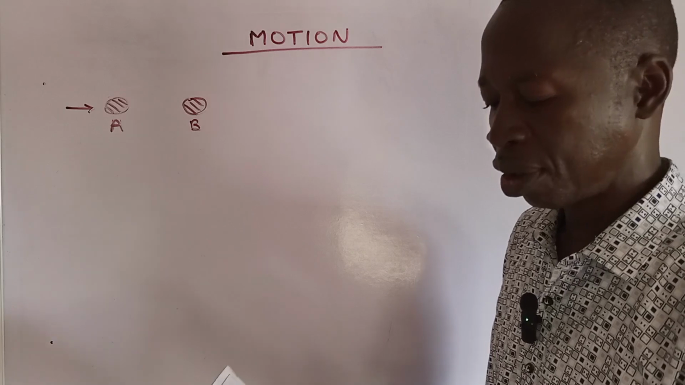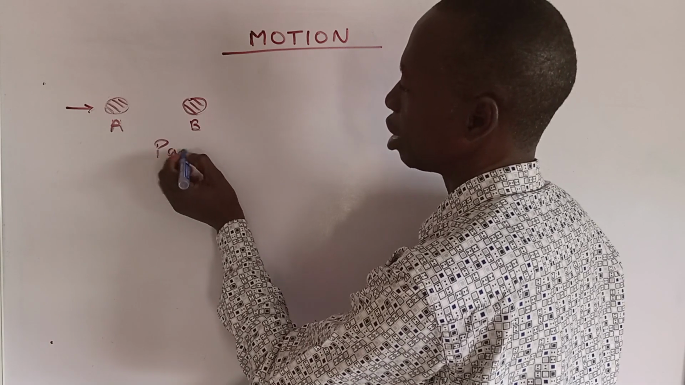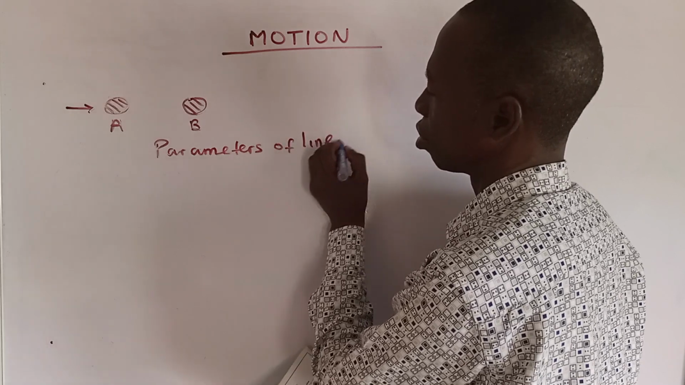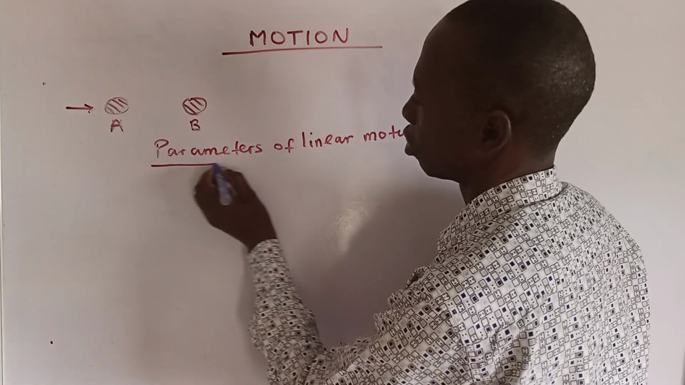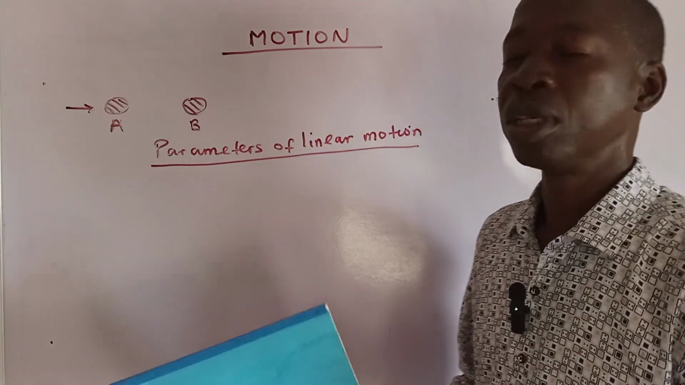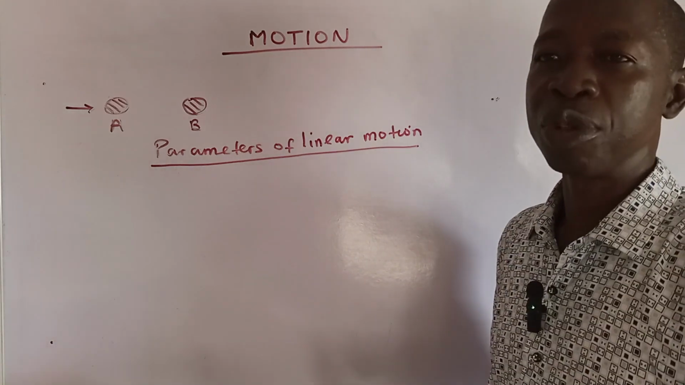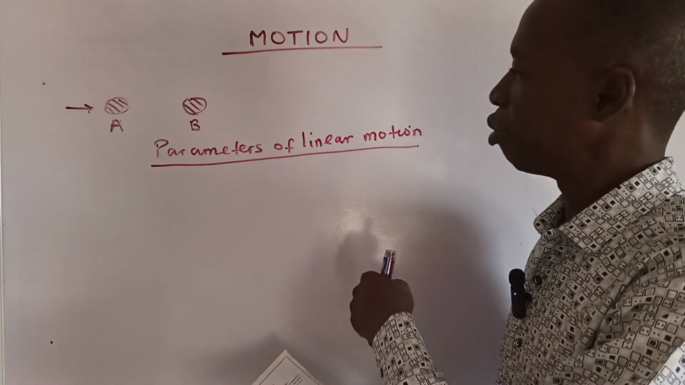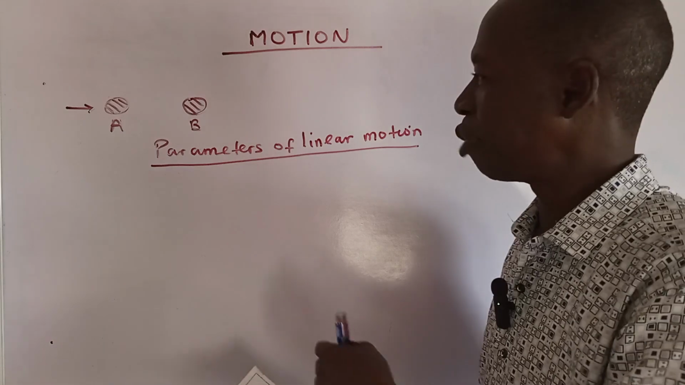Now let's look at what I call the parameters of linear motion. What do I mean by parameters of linear motion? I'm talking about those things that help us to understand linear motion, that help us to break it down in such a way that we can look at different areas that have to do with linear motion. So those are the parameters.